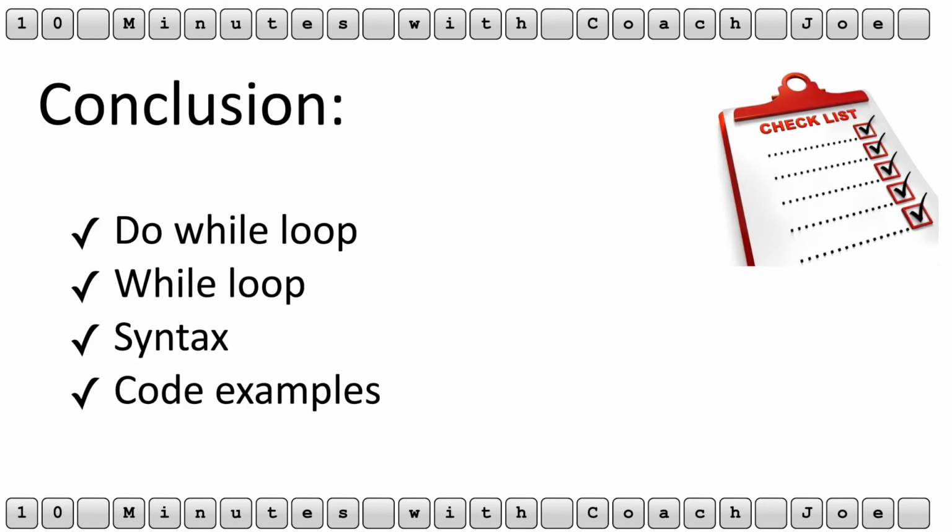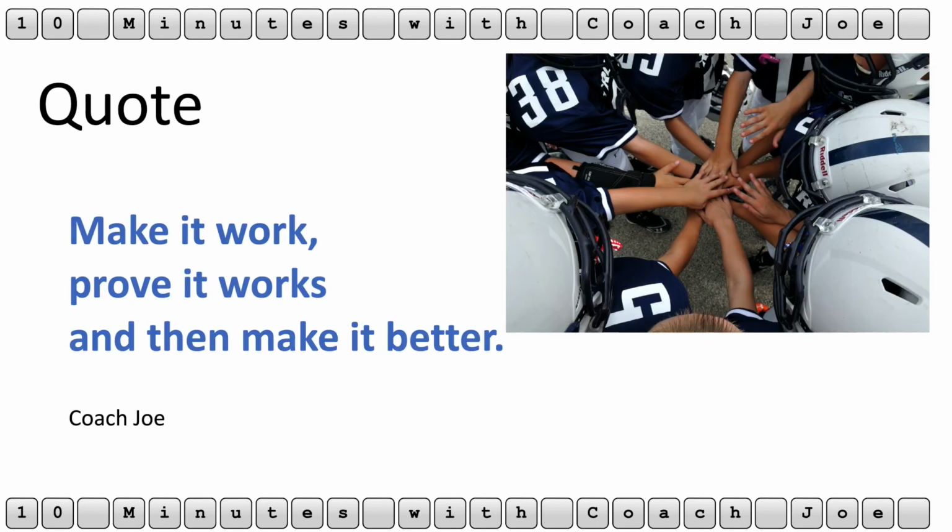You should now have an understanding of the do-while and while loops, including the syntax and code examples. Use of the do-while and while loop is meant for those situations when you don't know the exact number of times a block of code will be executed. In the next lesson, we'll discuss the enum.